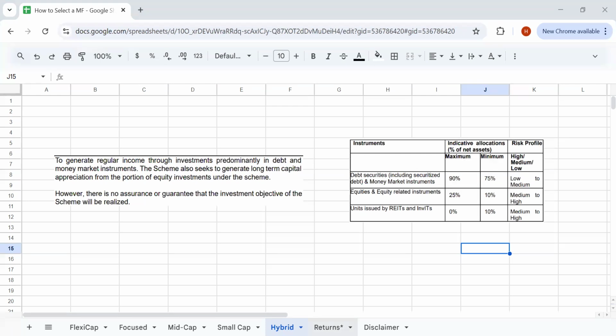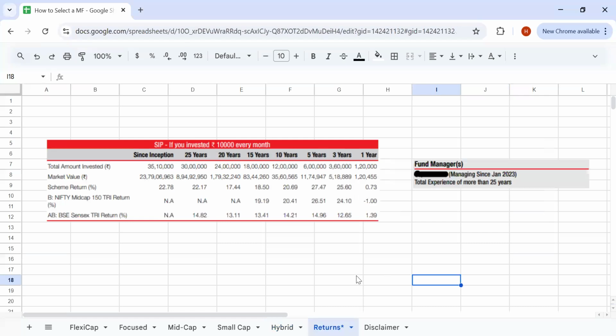And finally, the returns. The reason why I have put an asterisk here is that most of the time when you are looking at the SIP, this is something a fact sheet publishes, right? If you have invested rupees 10,000 every month, what is the kind of scheme return and everything, right? This has been there for 25 years, and you are seeing all this stuff, and you want to invest. But the other aspect which a fact sheet publishes is the fund manager information. This person is actually managing this fund from January 2023. That is slightly over 2 years.